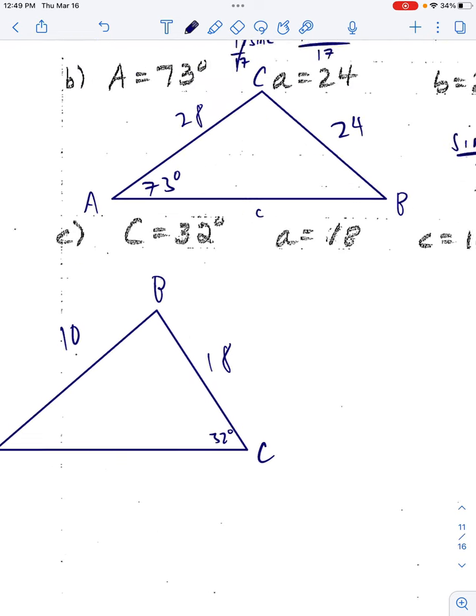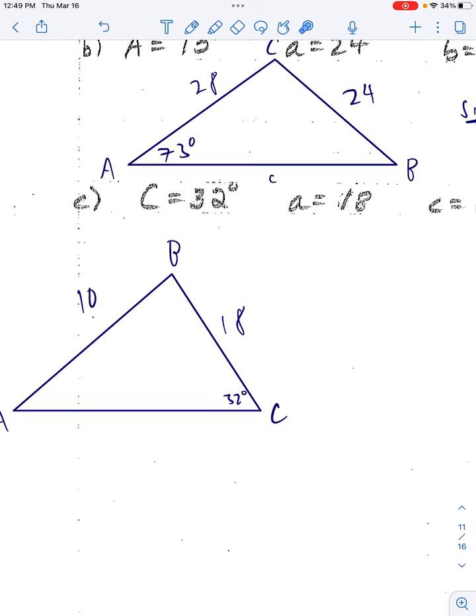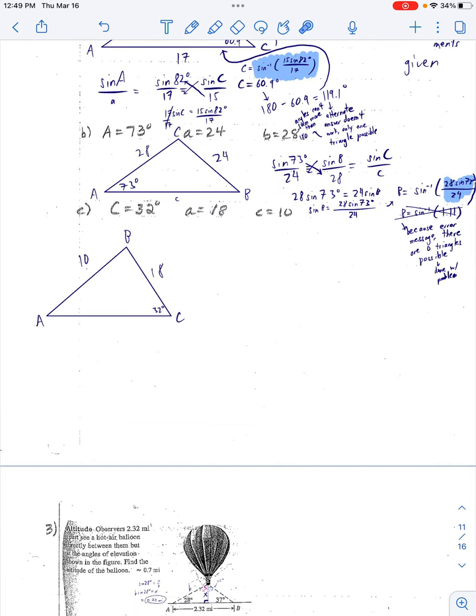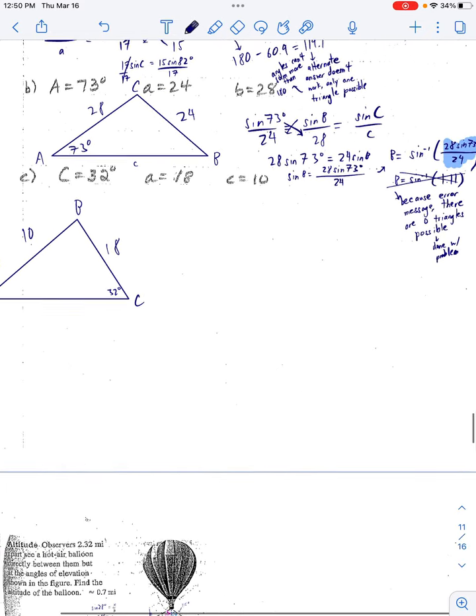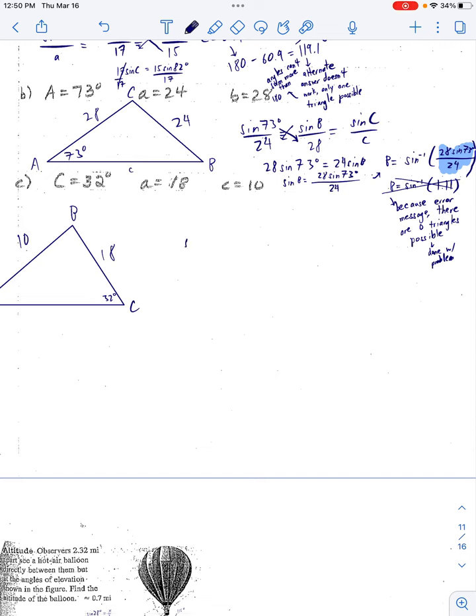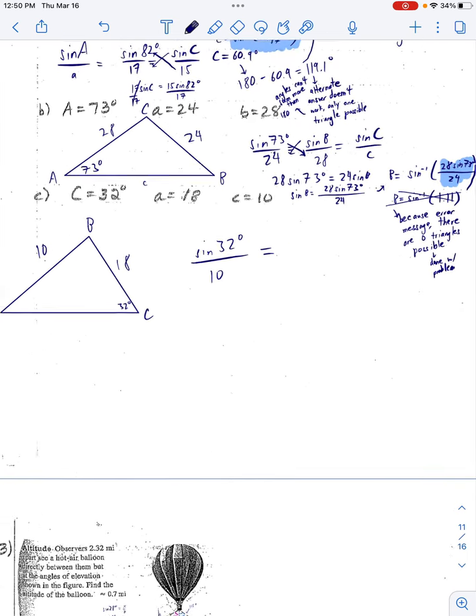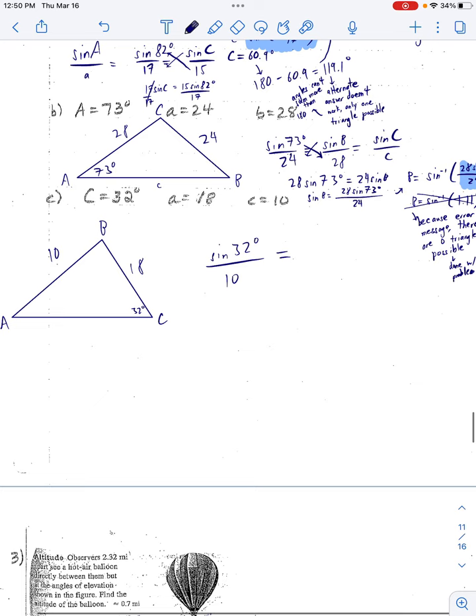Again, we have the ambiguous case because they gave us angle, side, side. That's how we know we have the ambiguous case. The ambiguous case means there can be 0, 1, or 2 triangles possible with these measurements, okay? So let's write down the law of sines. Sine 32 degrees over 10 equals sine A over 18, which equals sine big B over little b.